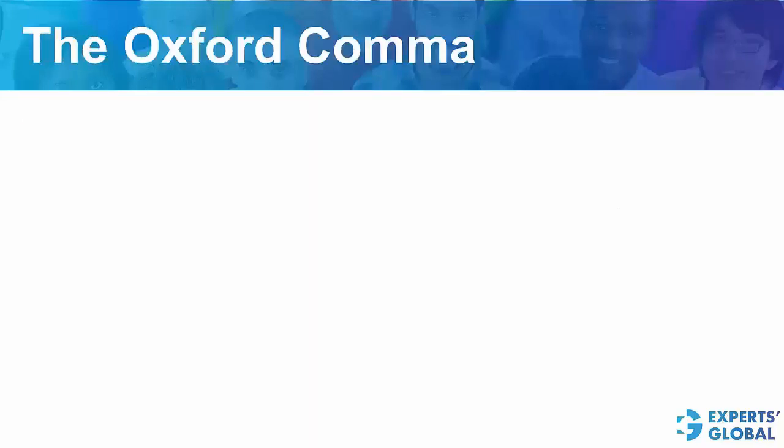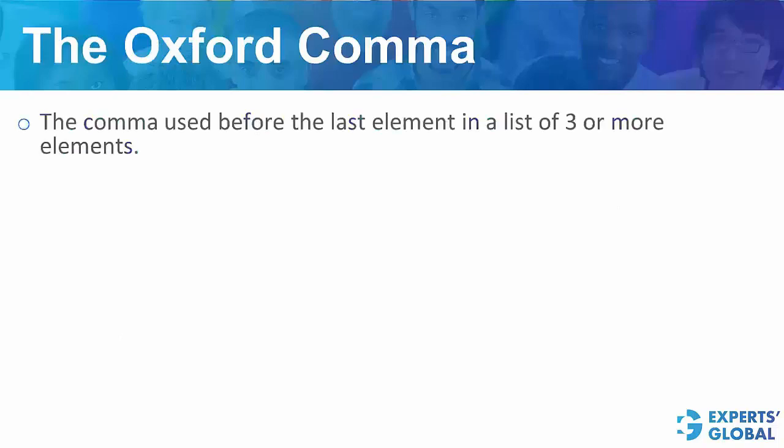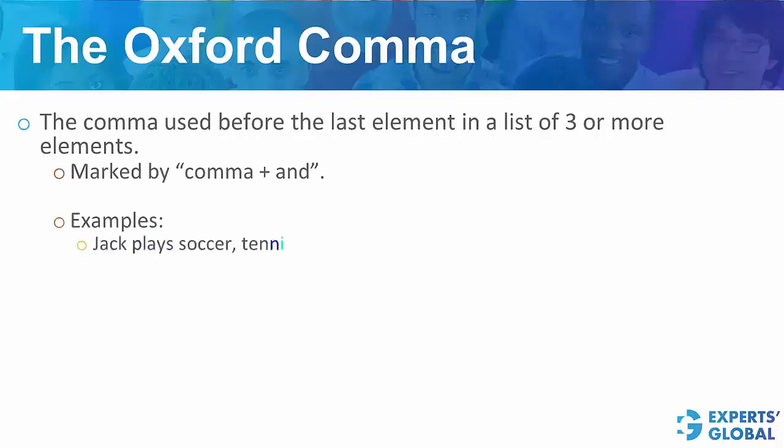Next, let's understand the Oxford comma. Oxford comma is the comma used before the last element in a list of 3 or more elements. This is marked by a comma followed by an and. Look at this example. "Jack plays soccer, tennis, and football." Since it is a list of 3 elements, 1, 2, 3 here, you have the Oxford comma followed by and.